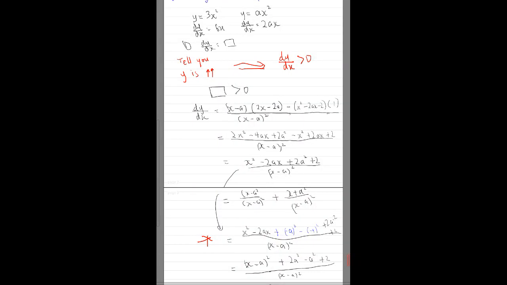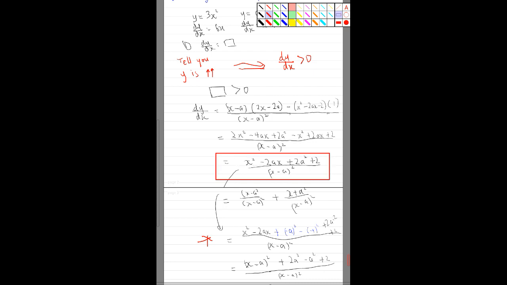Okay, let us continue with the video. Alright, as we can see here, let me box it up. As you can see, this is our dy/dx. So we say that dy/dx is more than 0.